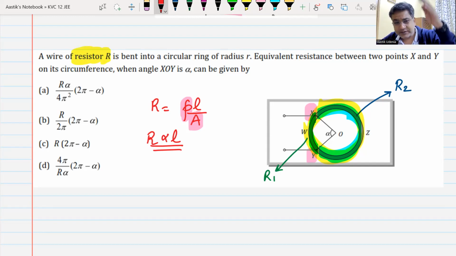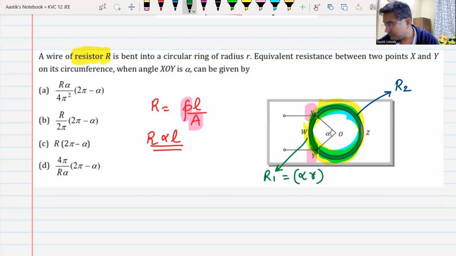What is the length of this segment? The segment W. What is the length of this segment? 2 alpha. So the length of this segment is alpha into R. Alpha into R is the length of this segment. And capital R is proportional to the total length, which is 2 pi R.